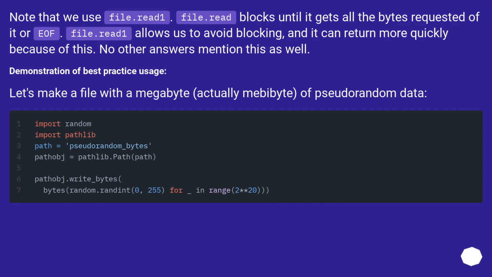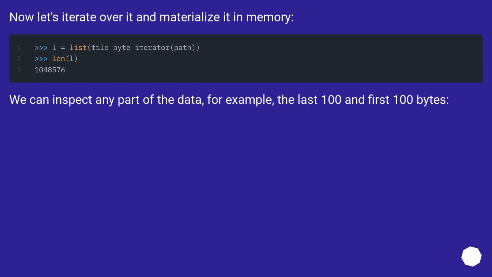Demonstration of best practice usage. Let's make a file with a megabyte, actually a mebibyte, of pseudo-random data. Now let's iterate over it and materialize it in memory. We can inspect any part of the data, for example, the last 100 and first 100 bytes.